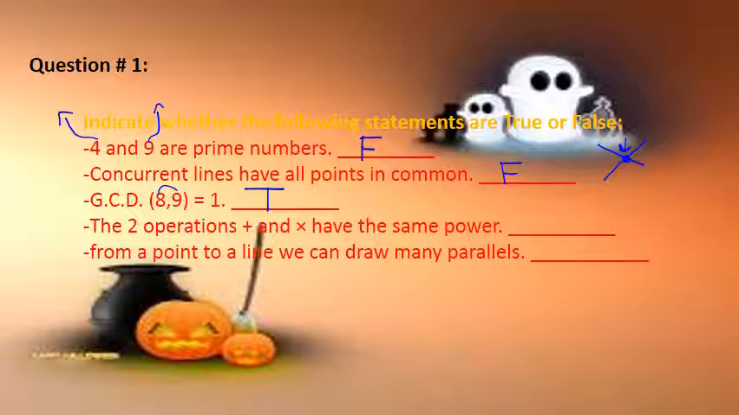The two operations plus and times have the same powers. This is for sure false. Why? Because plus and times have different powers, and times is stronger than plus. From a point to a line, we can draw many parallels. If we have a line and a point, from this point we can draw one and only one parallel to the line. So we cannot draw many parallels. We can draw one and only one parallel. So this is false.